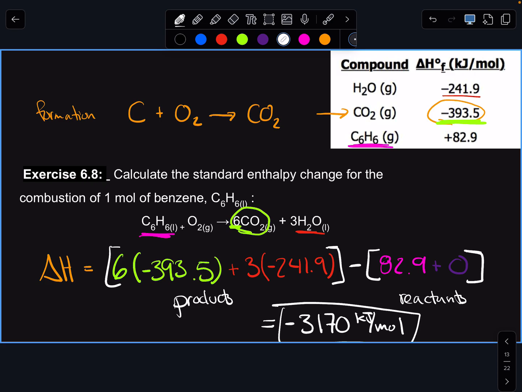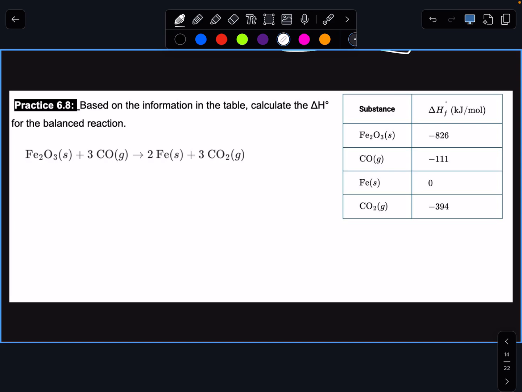Any others? Okay, try practice 6.8 with your table. When you're ready, change your light. Turn it off, and I'll come around and check it.